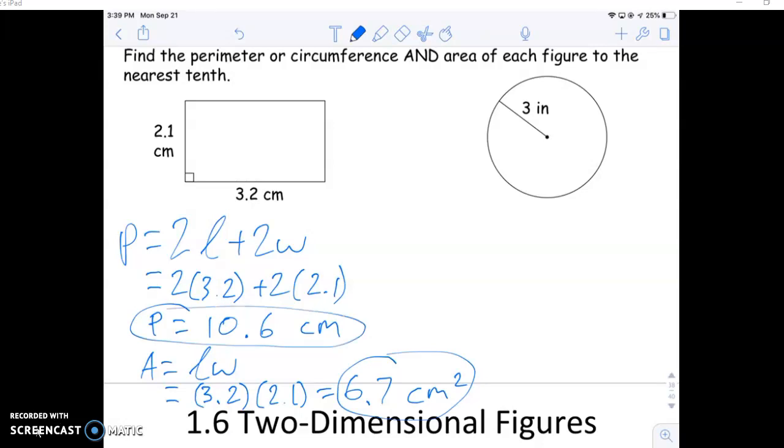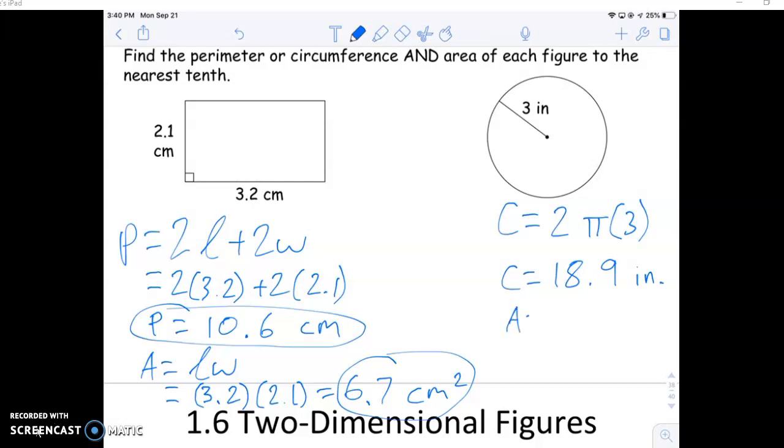Alright, and then it asks for the perimeter of a circle. Remember, perimeter and circumference are the same thing. Circumference is just the perimeter of a circle. So we get C equals 2 times pi times R. And since we know the radius is 3, we can just plug that in. So we get 2 times pi times 3, which if you did that in a calculator, you would end up getting 18.9 inches. So that's the circumference.